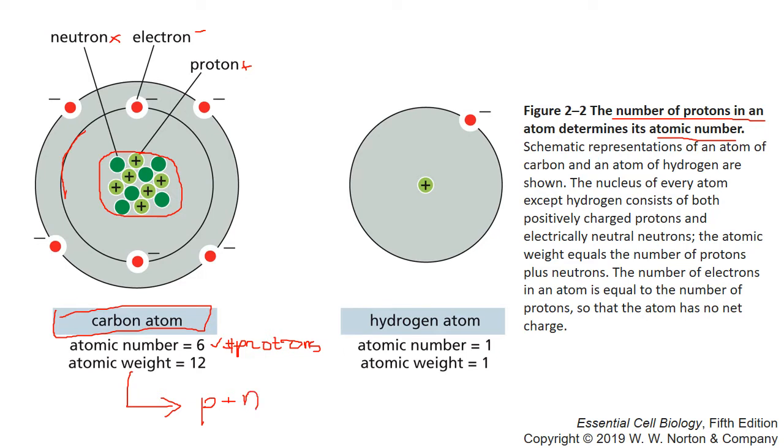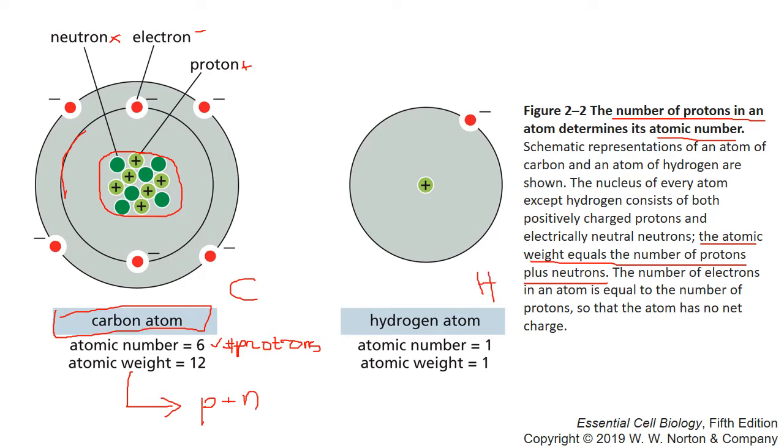So here we go. It says the number of protons and neutrons equal the atomic weight of the atom that we are looking at. The atomic weight equals the number of protons plus neutrons. And as you can see from one element to the next, so here's your carbon, here's your hydrogen, that number will vary.